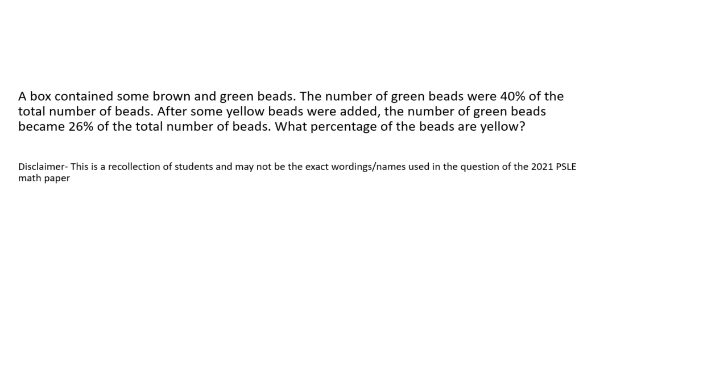So this question is based on percentage. It says a box contains some brown and green beads. Okay, so there are two types of beads. Then it says the number of green beads were 40% of the total number of beads. So now I will convert the 40% to a fraction, which is 40 over 100, and then simplify it to 2 over 5.